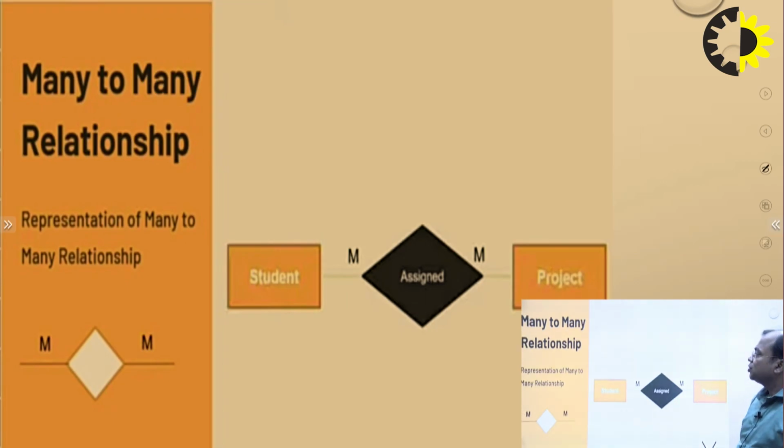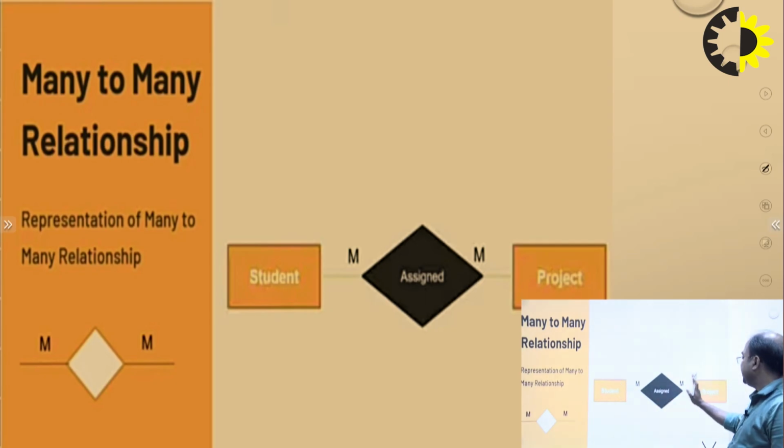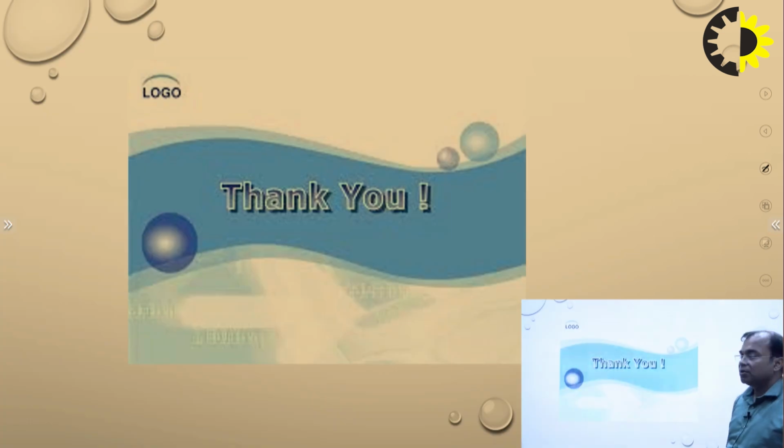Next is many to many. How do we show this? Many students are assigned many projects. This is the many to many relationship among these students. Many students can be assigned many projects. Okay, thank you.